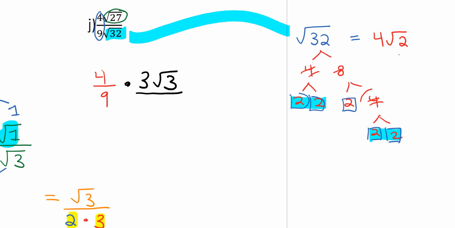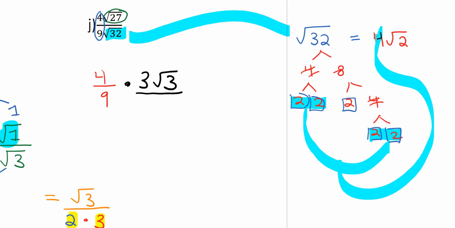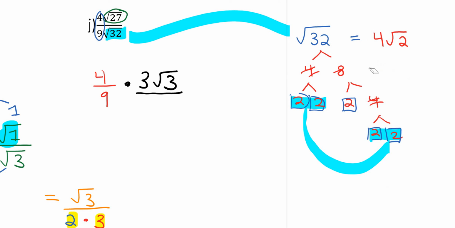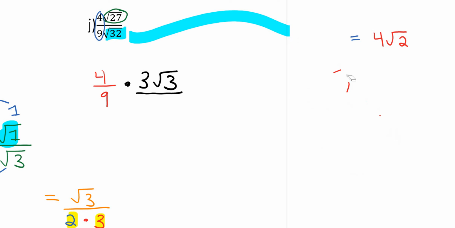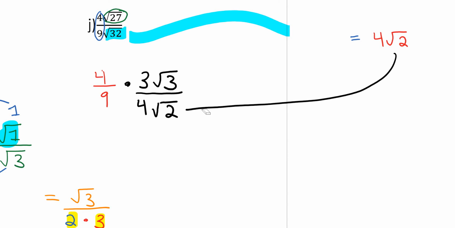Okay, so this leftover 2 goes on the inside. And remember, if I take these 2 pairs and I multiply them together, I get the 4 there. So basically root 32 is going to be 4 root 2. All right, so let me erase all this. So now I take my 4 root 2, and let's put that underneath here, like that.